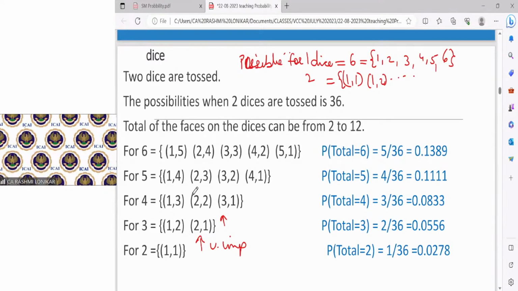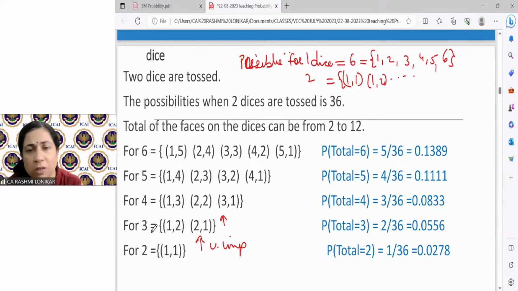Okay, so these are the possible things. When I have dice, I will have this concept about adding the numbers on top. The addition can range from 2 up to 12. Why 12?